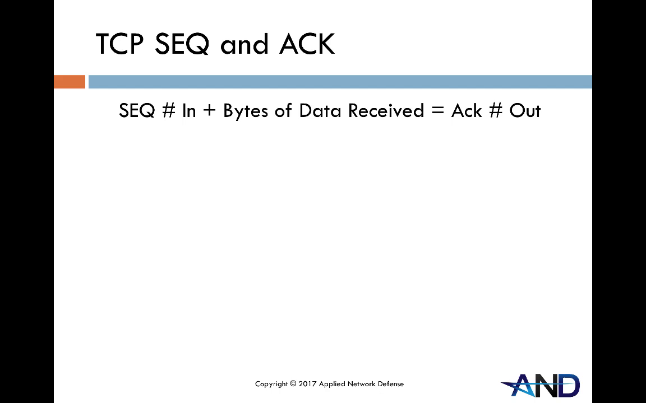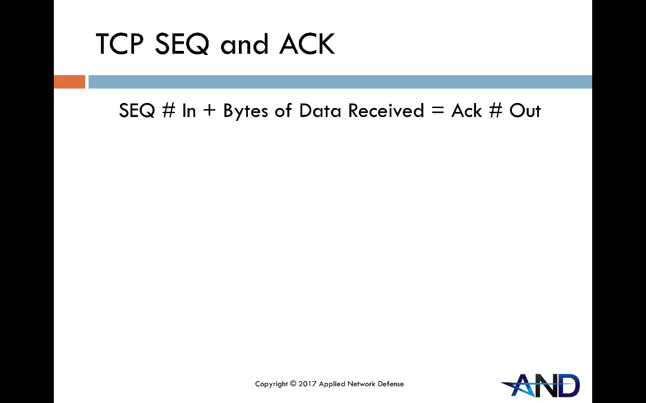I'm going to cover it here, but I'm going to cover it very briefly just as a quick refresher. If that's not enough for you, maybe you skipped the TCP section earlier, but you really want to understand this section, you may want to go back and look at that in depth. Now, for our purposes here, the really important thing to remember is this formula, and that's that sequence number in plus bytes of data received equals acknowledgement number out, and that's from the recipient side.